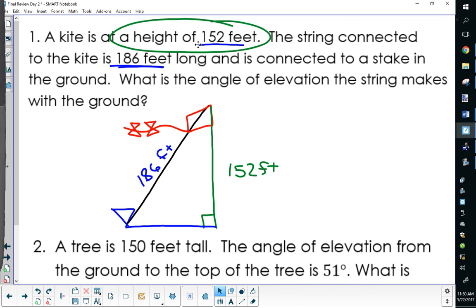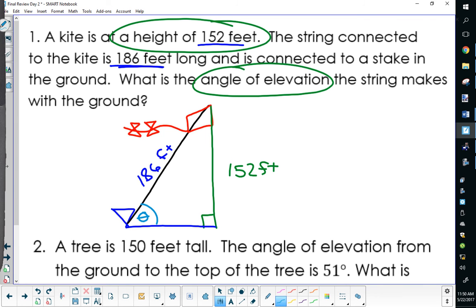Our ultimate job in this question is to figure out the angle of elevation. So I have two angles that I don't know yet. Do I want to know what's up by the kite or the angle by the stake? It's by the stake, because angle of elevation is from the ground up, so this right here is going to be the one I want. This is going to be theta.